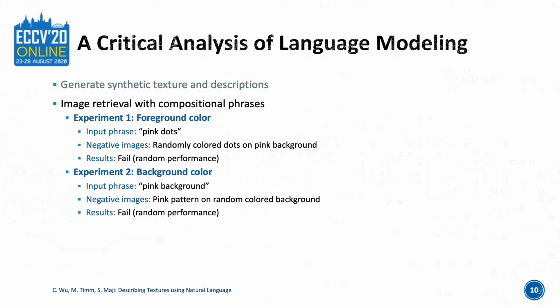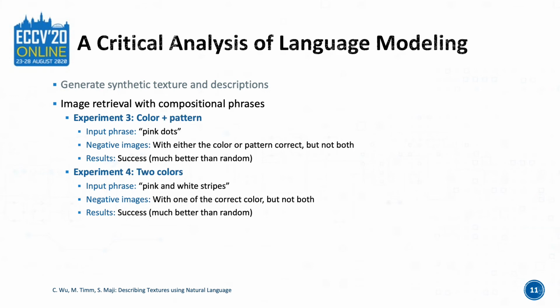The first experiment emphasizes the comprehension of foreground color. The query phrases are constructed as color plus the foreground pattern, such as pink dots. We use images with the mentioned color on the background as the negative samples, and evaluate if our model can rank positive images above negative ones. Similarly, we have the second experiment on background color. We also have experiments on modeling the combination of color and pattern, as well as the combination of two colors.